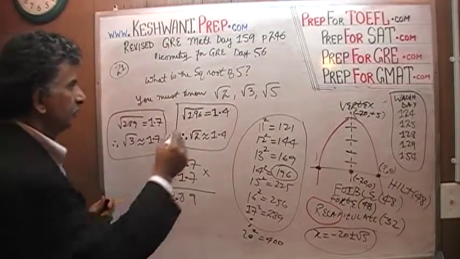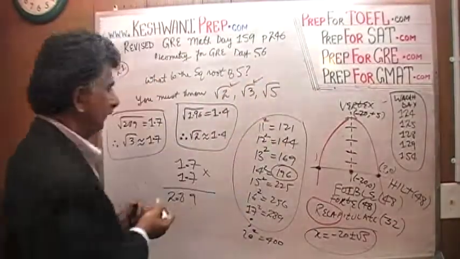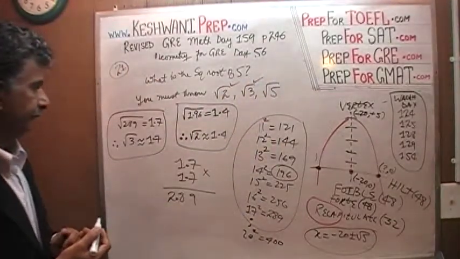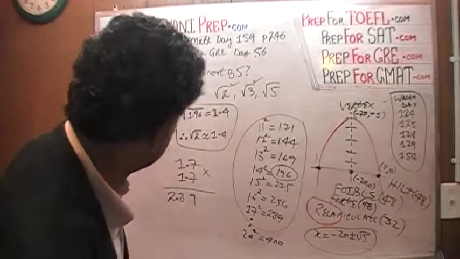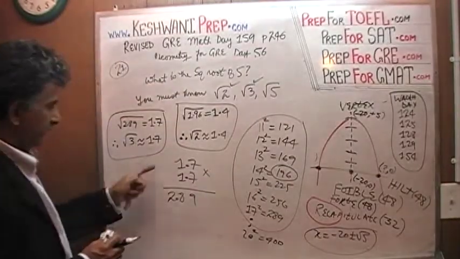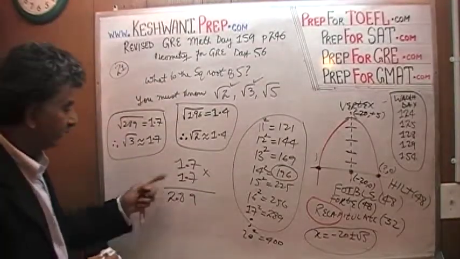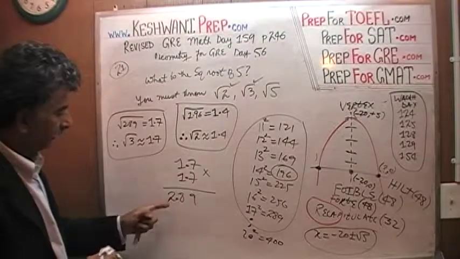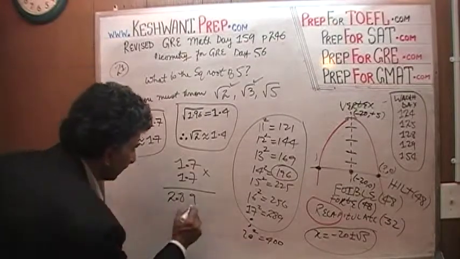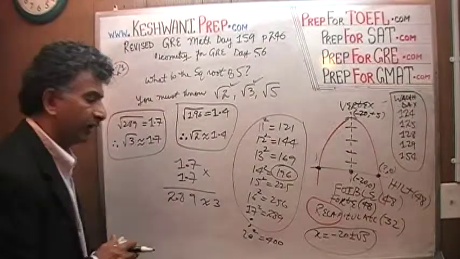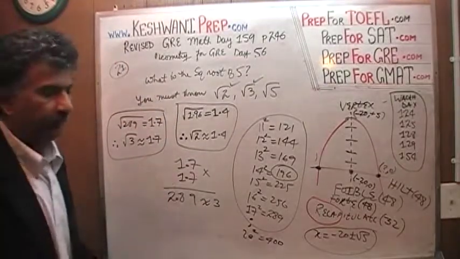So that's the square root of 2, that's the square root of 3. Again, 17 times 17 is 289, therefore 1.7 times 1.7 must be 2.89, which is approximately equal to 3. Therefore we can say that the square root of 3 is 1.7.